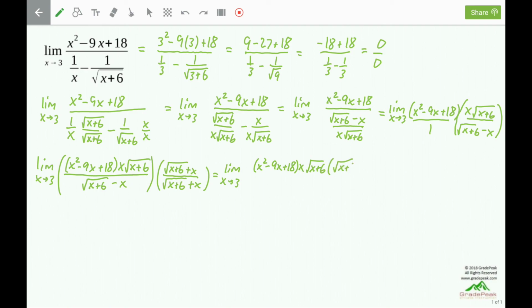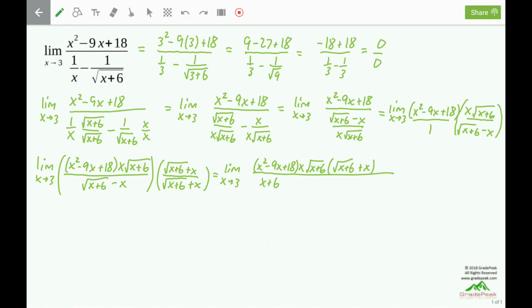So I will just write it as multiplying it, but in a factored format. In the denominator, we do have a root conjugate pair. We will FOIL it. First, root of x plus 6 times root of x plus 6 will give us an x plus 6.